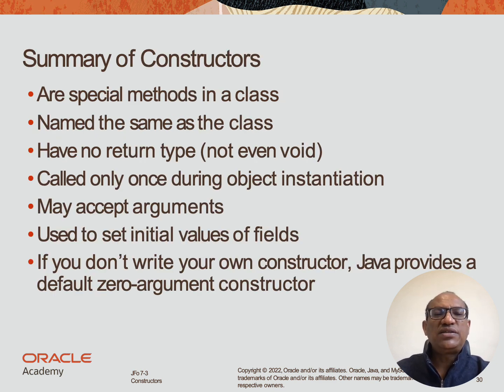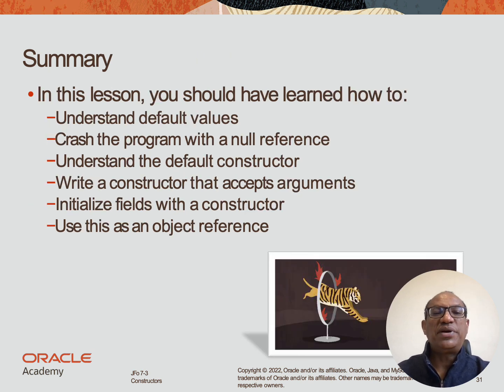To recap, constructors are named the same as the class, have no return type, not even void, are automatically called once when the object is created, and can accept arguments to initialize fields. And remember, if you don't write a constructor, Java gives you a default one. If you do write one, the default goes away, unless you define a no argument version yourself. Constructors are a clean, efficient way to make sure your objects are always properly set up.